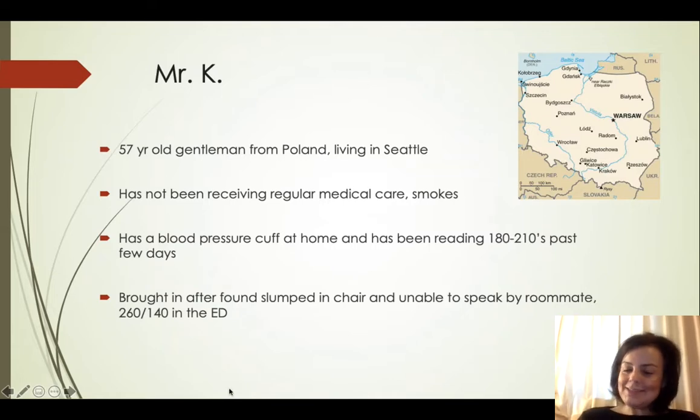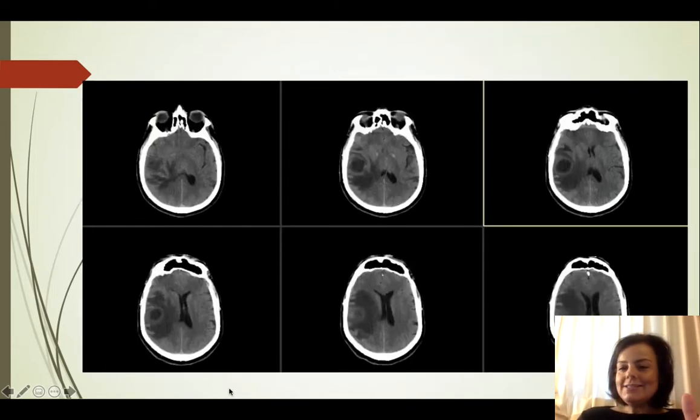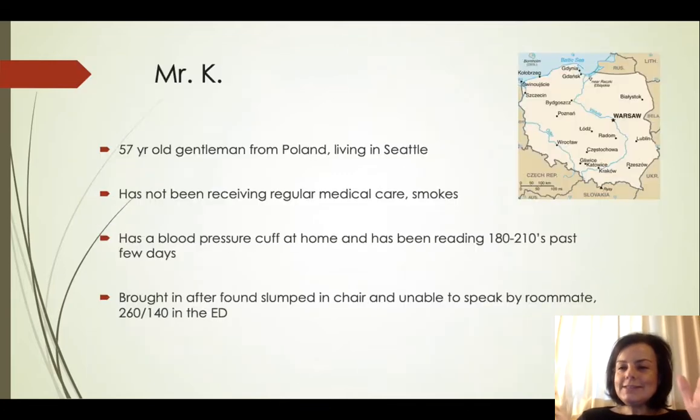And so you've got these patients to kind of keep track of, okay? So you've got her, and then we've got this guy to keep track of from Poland. He is a 57-year-old man who is living in Seattle, not a big goer-to-doctors. He's a smoker. He has a blood pressure cuff at home and does take his blood pressure, and it's been pretty high. He was found slumped in a chair, unable to speak by his roommate, and blood pressure was sky high in the emergency department.